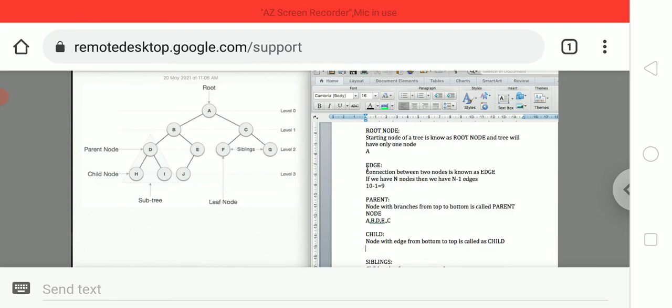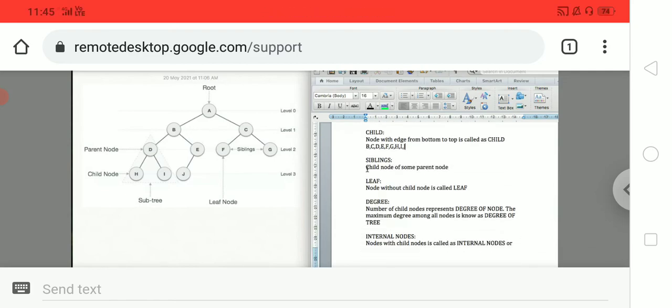And child nodes. So the nodes which are rooted from a parent node are called child nodes. So here B, C are child nodes, and for B we have D and E child nodes, and from C, F and G are child nodes, and for D, H, I are child nodes, and for E, J is child node.